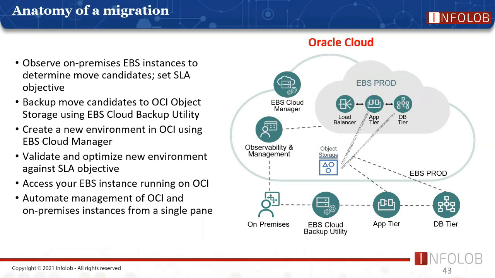Now, this is another anatomy of a migration. If you see here, imagine we're on-premise and you have your app tier and DB tier, and using the EBS Cloud Manager, there is something called an object storage. The backup will be taken into an object storage, and from here the production or non-production environments can be launched on OCI. So using the EBS Cloud Manager, you can perform these tasks as well.